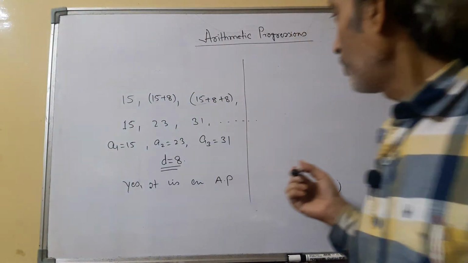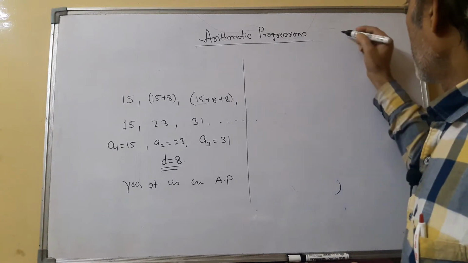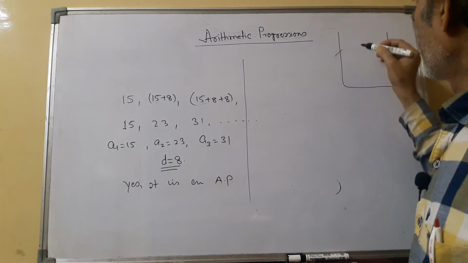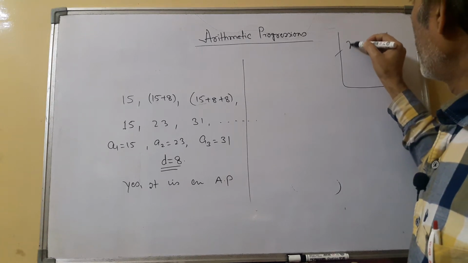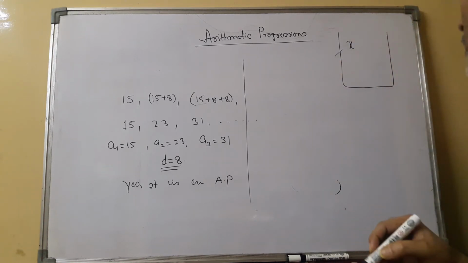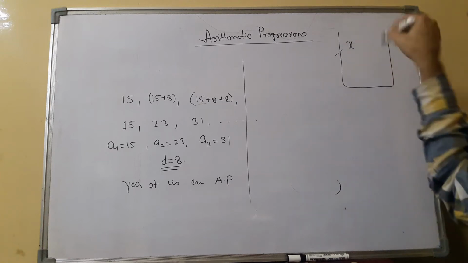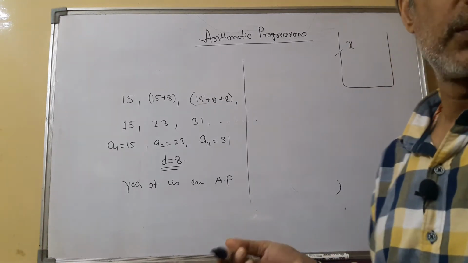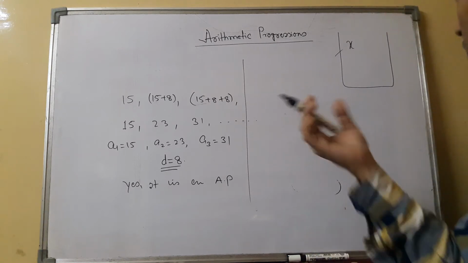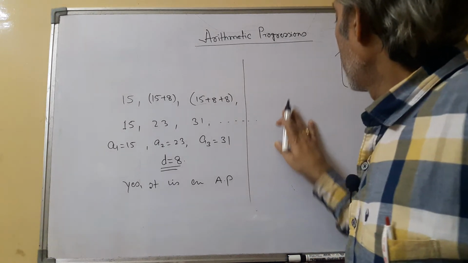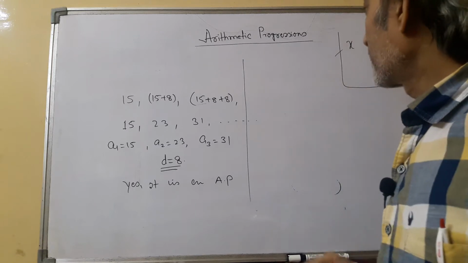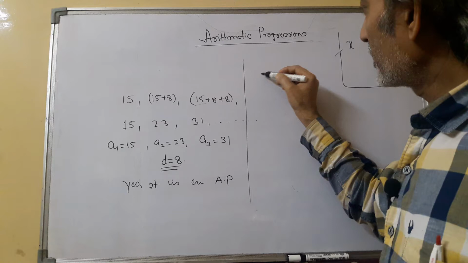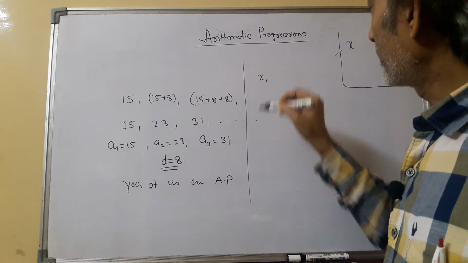Let us assume we have a cylinder in which the total volume of gas inside the cylinder is, let's say, x units. It can be in meter cube, liter, centimeter cube, whatever. So volume is x units, meaning the first term is x, initially the gas is x.